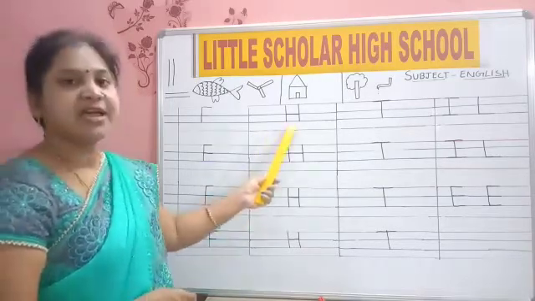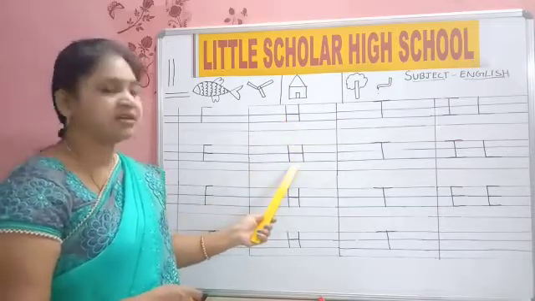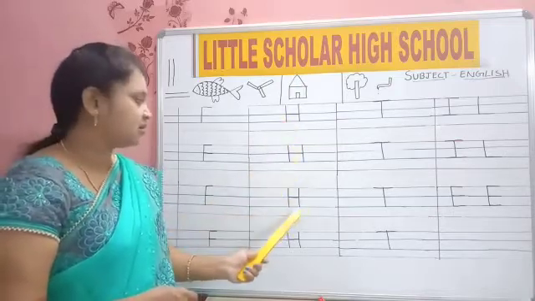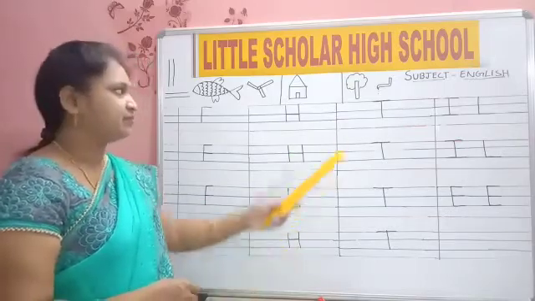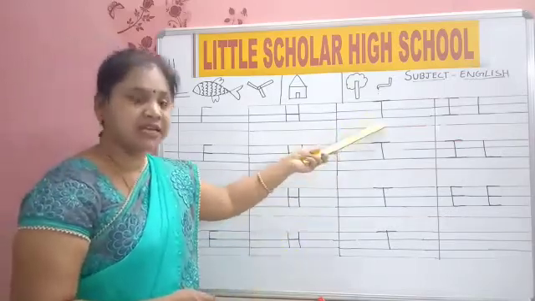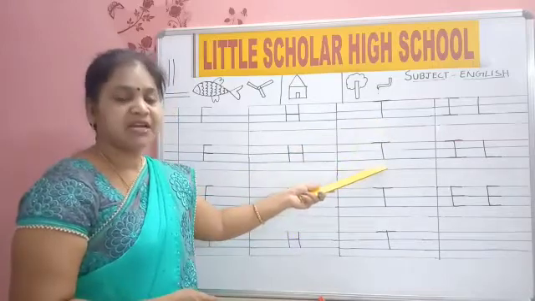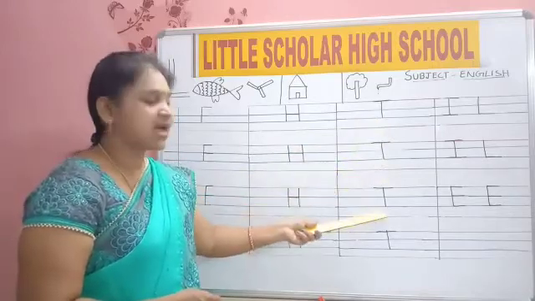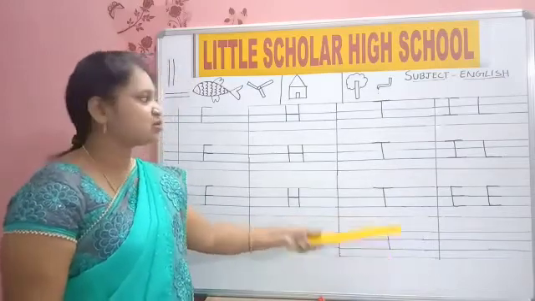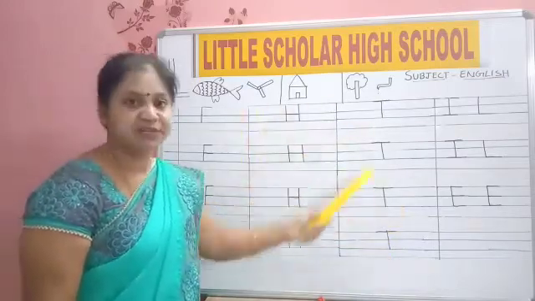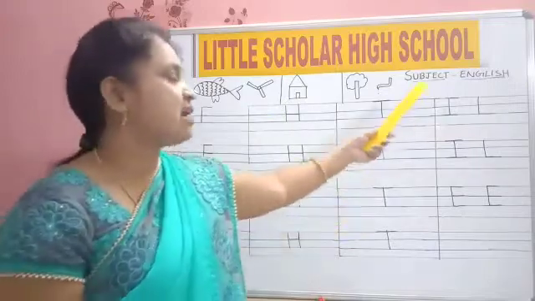This letter, H. This one, capital H. Capital H. Capital T. Capital T. And capital T. Understood? These three letters we have learned today. These letters we have already learned.